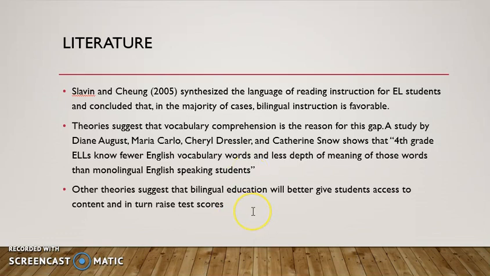Other theories suggest that bilingual education will better give students access to the content and in turn raise test scores. Now, my goal is not always to raise test scores. My goal is that these students have access to the content and are able to learn to read. And if bilingual education is something that will enable that to happen, then that is something that I definitely want to push for.